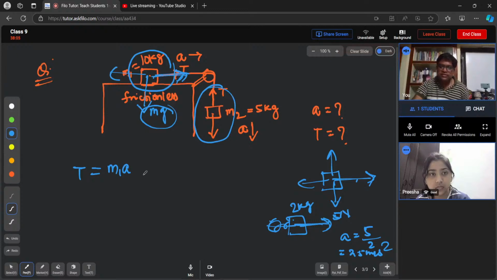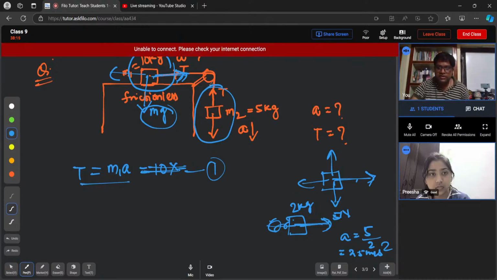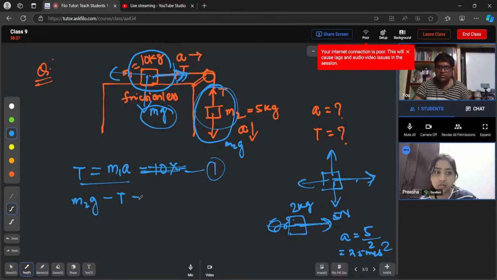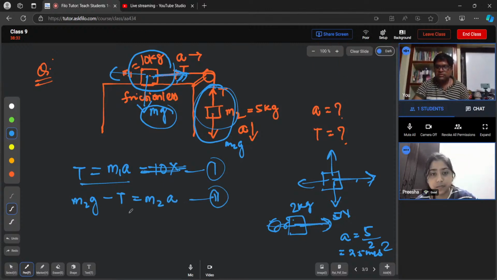So T is simply equal to M1A. M1 is 10. Acceleration we don't know, we'll calculate. Let us keep it as equation 1: T equal to M1A. What is the second equation? You have already told that M2g is downward, the object is moving downward, so M2g minus T equal to M2A. Net force equal to ma.